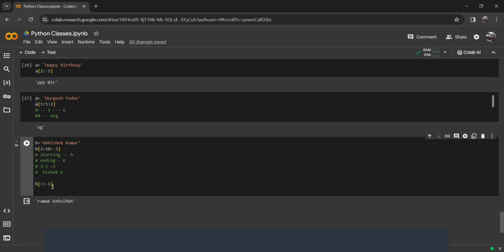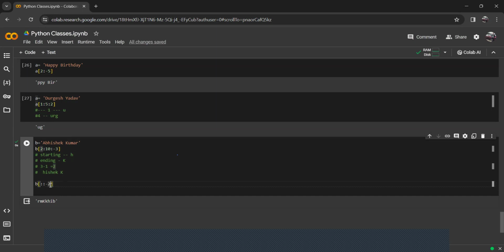But if I'm using -2, what will happen? It will leave a single value every time. R, then A is removed. Then M, then U is removed. Then K, then space is removed. Then K. So this is a different way when we are using slicing and we are not giving a starting and ending position, and we are only giving the skipping part.